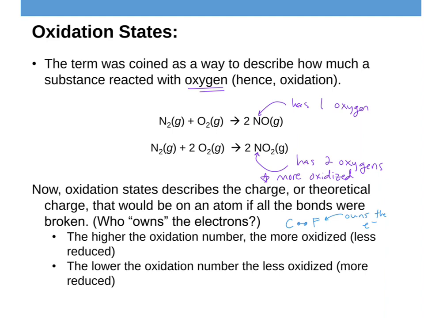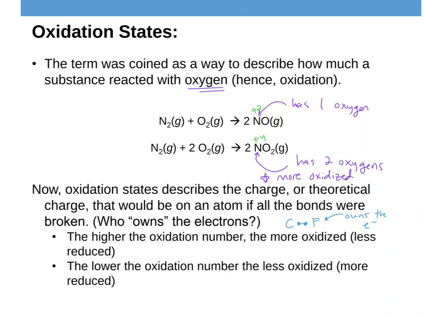If I put oxidation numbers in for these nitrogen examples, here my nitrogen is a +2, and here my nitrogen is a +4. That should correspond to what I just said: the higher the oxidation number, the more oxidized it is. Here the oxidation number of N is 4, and here the oxidation number of N is 2. So 4 is higher than 2, which means 4 is more oxidized than 2.